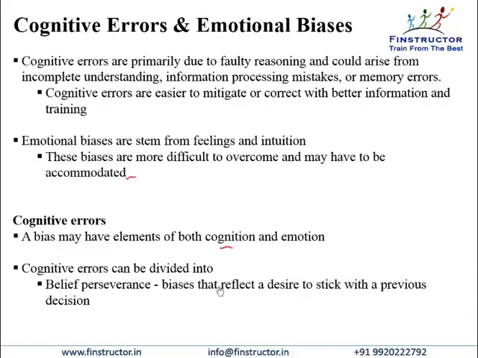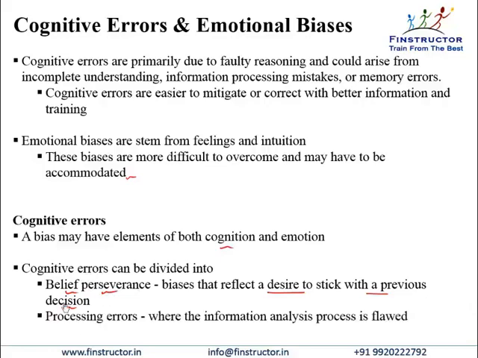Cognitive errors more specifically can be divided into belief perseverance based issues. These are the biases that reflect an investor's desire to stick with a previous decision. So he doesn't want to fluctuate too much, he doesn't want to adjust too much. The perseverance of the beliefs leads to these errors. The second type of cognitive errors are processing errors, where the information analysis process itself is flawed. So the investor probably is not accounting for all information, or he is analyzing the information in an incorrect manner.